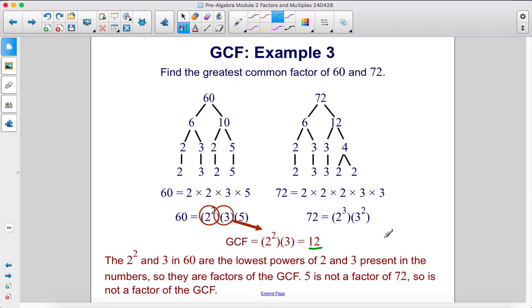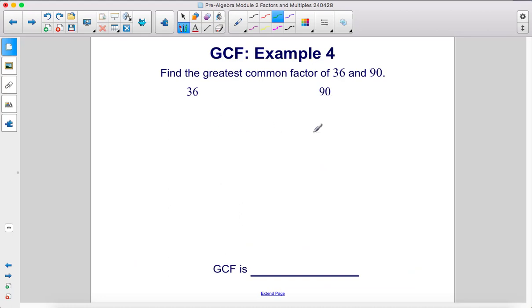5 is not a factor of 72, so it is not a factor of the greatest common factor. Find the greatest common factor of 36 and 90.